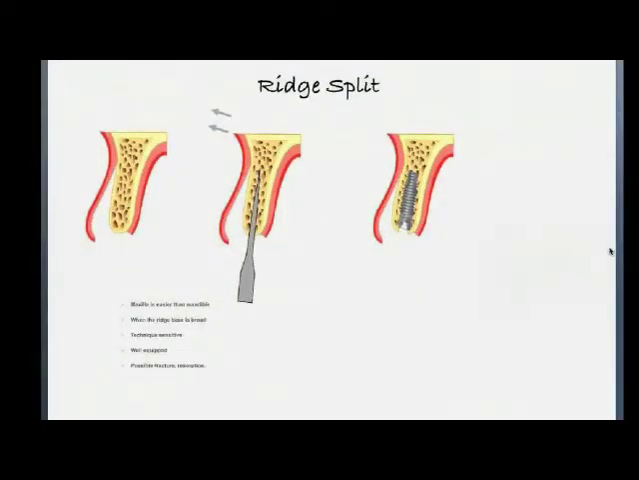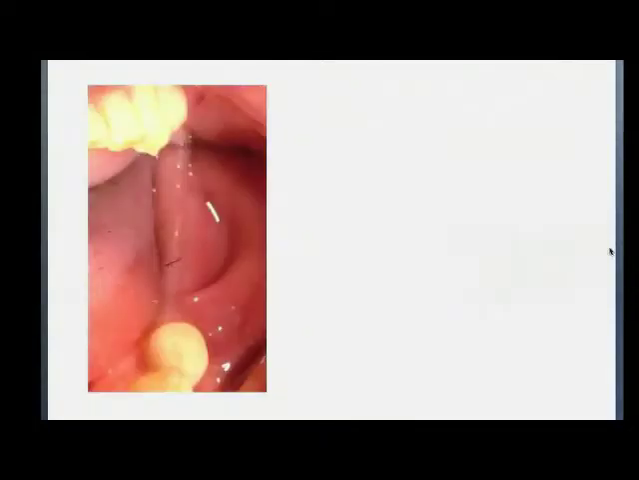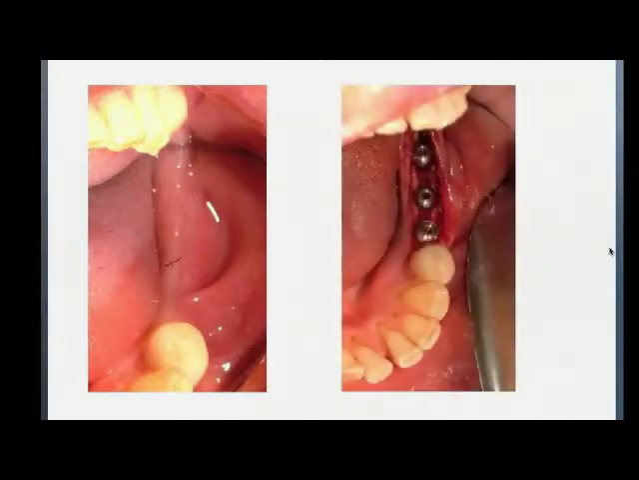Split technique, when we need to enhance the width of the bone, and the height of the bone is sufficient, but the width is not. We can split the ridge. Let's take a look at the situations where we could utilize this technique. It's a pretty narrow ridge. You can determine this intraorally, and by splitting the ridge, we can maintain the height of the ridge.